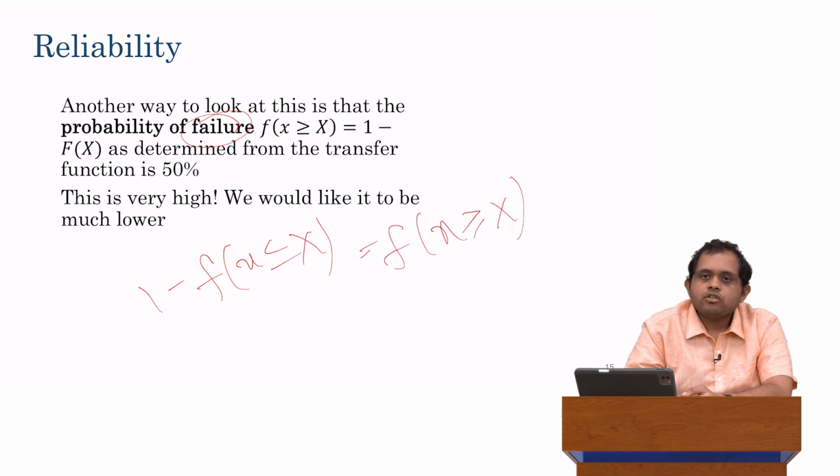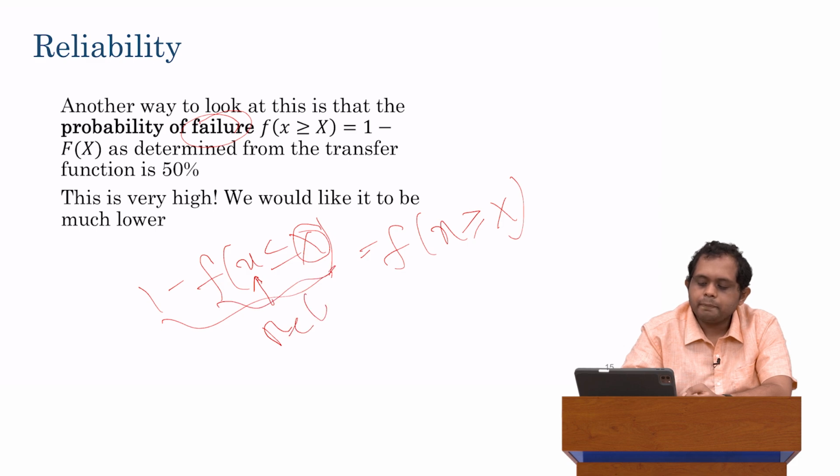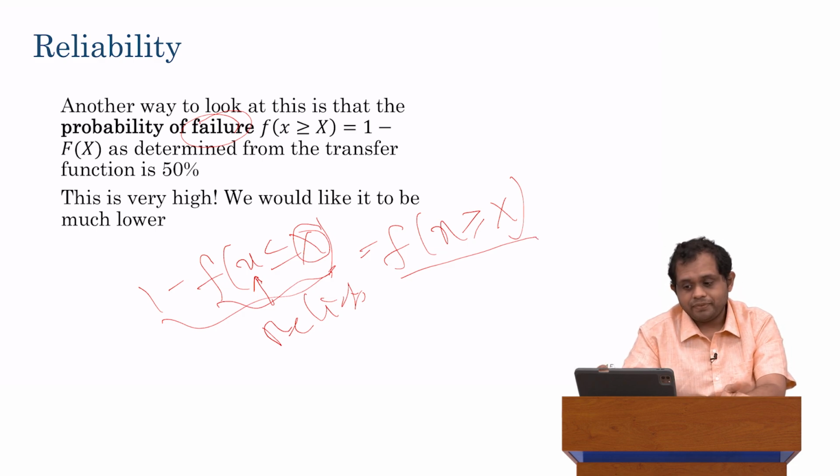So if reliability is the probability that the output, small x, is going to be less than or equal to some threshold or some value, capital X, this part is called reliability. 1 minus reliability is the probability of failure, which is the probability that my output is going to be greater than some threshold. So this is therefore called the probability of failure.